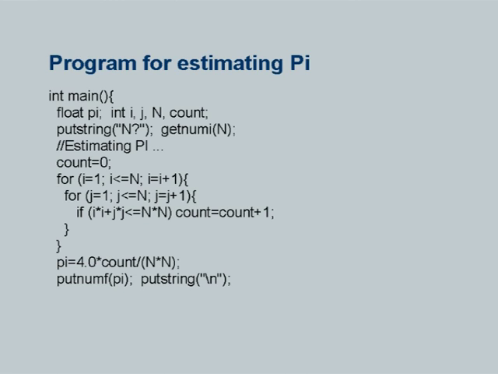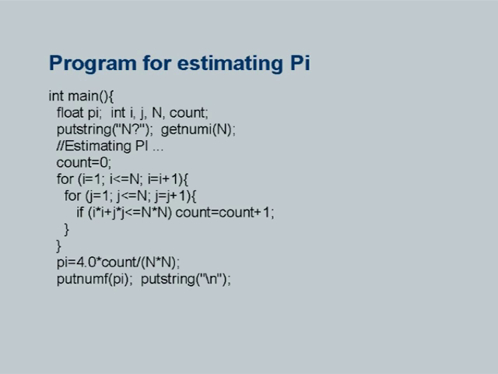It starts with count equal to 0 and sets up a nested iteration: for i equal to 1 to n in steps of 1, and for each value of i, for j equal to 1 to n in steps of 1. So this will cover all n square points. Now if i*i + j*j is less than n*n, this is the condition which tells me whether the point (i, j) is within the circle or outside the circle. If it is within the circle, I increment count by 1. Otherwise, I will simply ignore it. Observe how simple and cute the algorithm is.